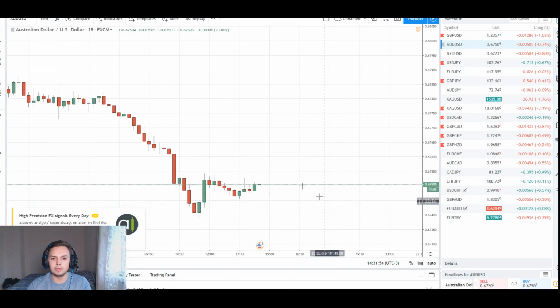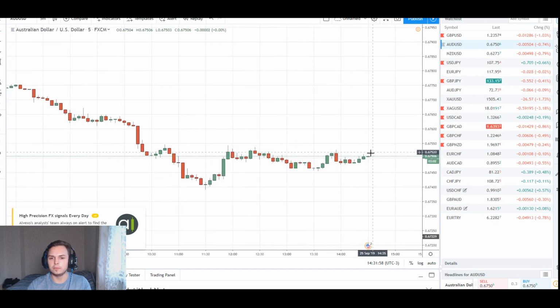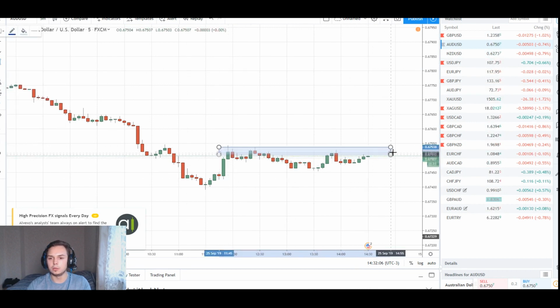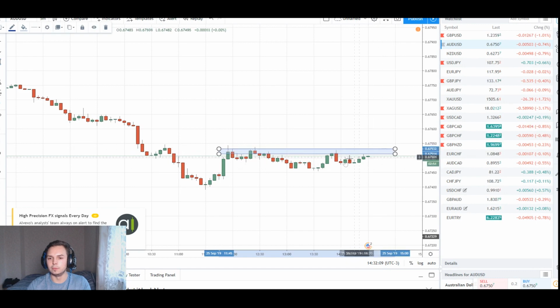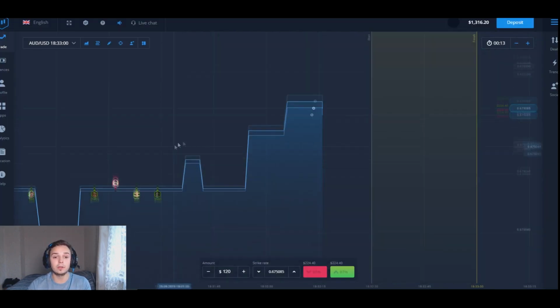Let's have a look in the 15-minute, maybe 5-minute actually. What's going on over here? If it goes to this level, somewhere around 67520, let me just mark it with the rectangle tool. If it goes around this level, where this blue rectangle is, and goes up a little bit more, we're going to be placing a sell signal. So let's see.